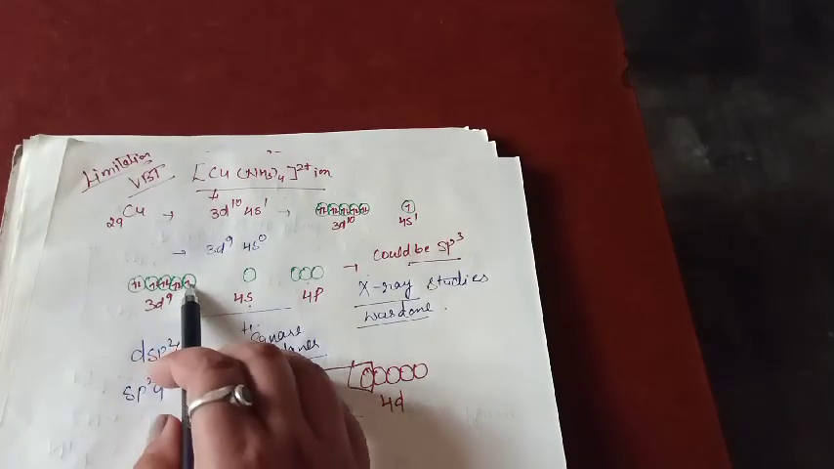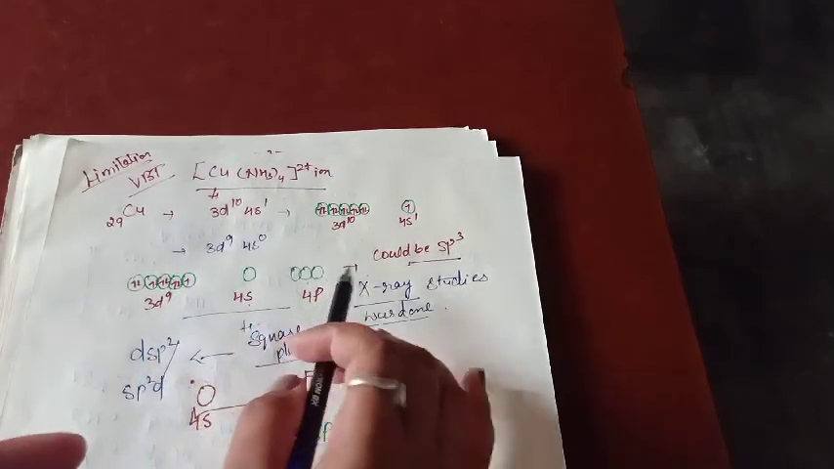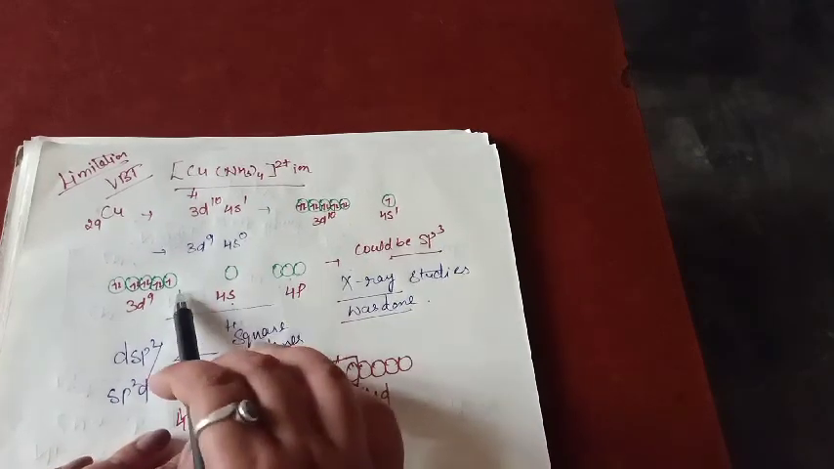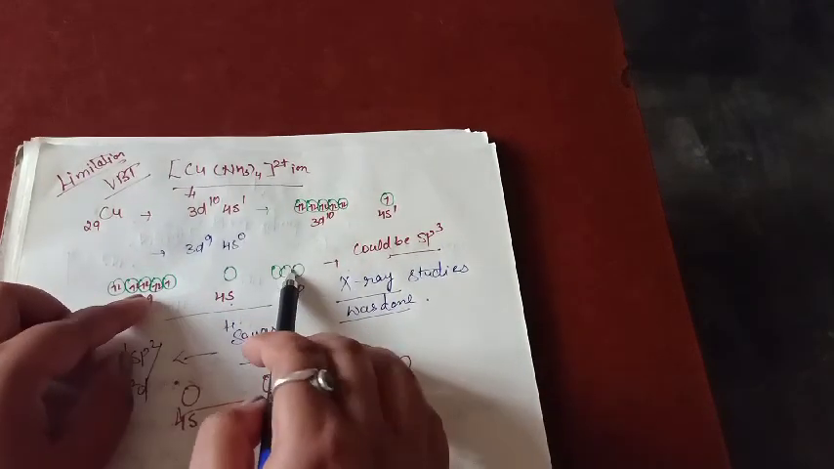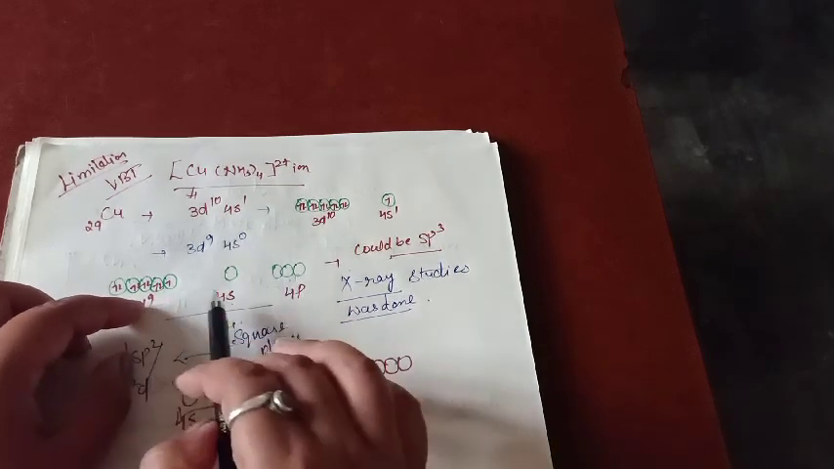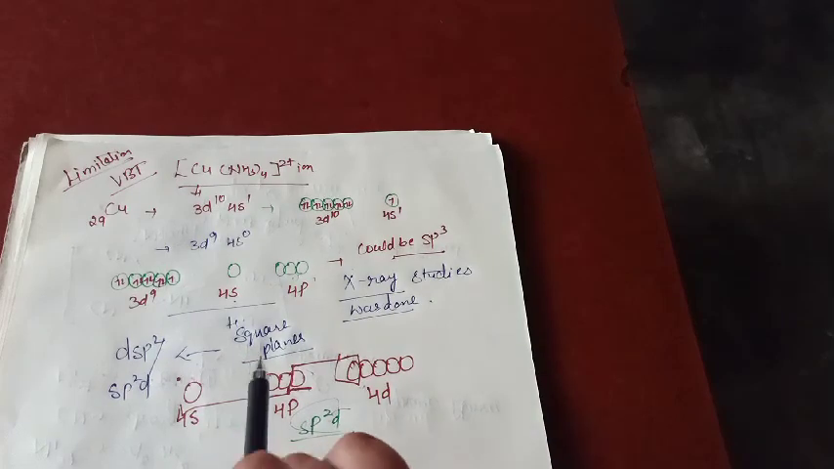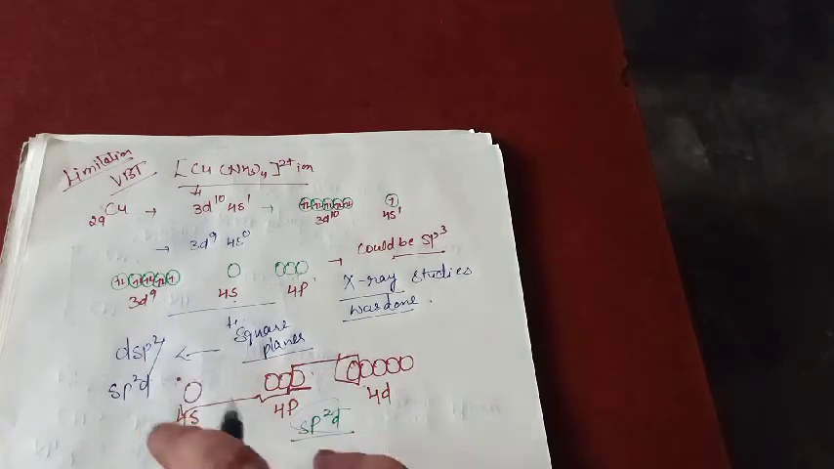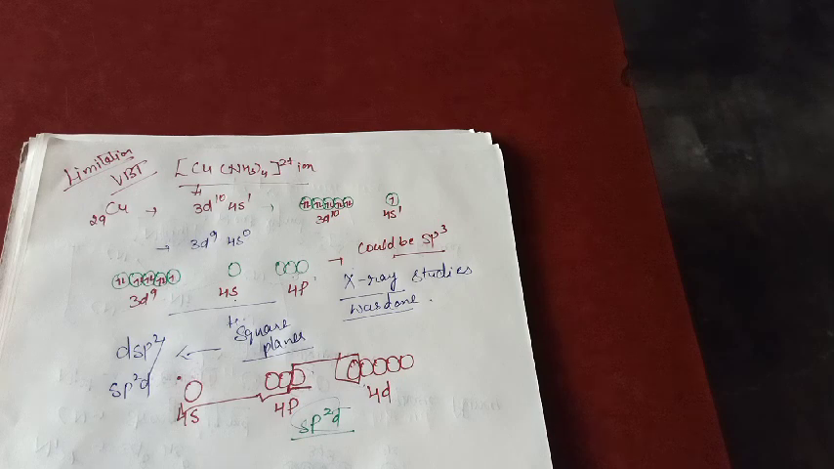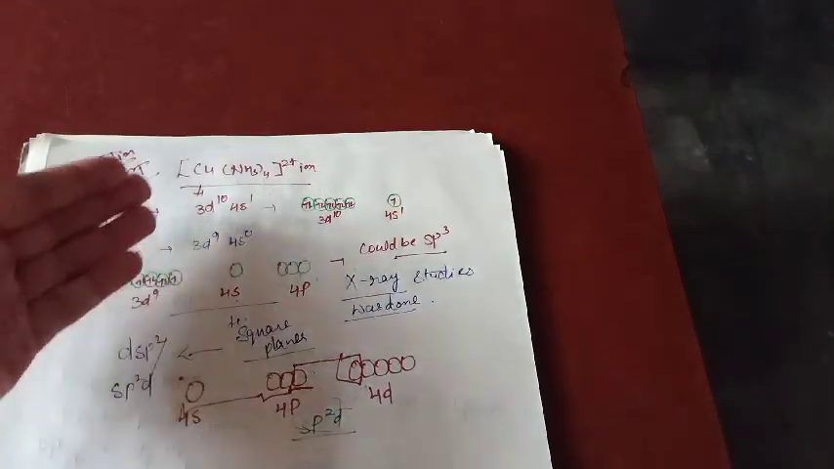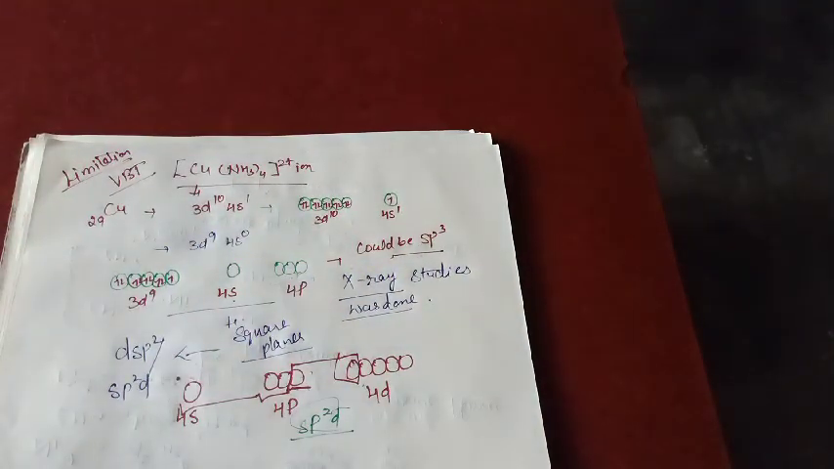Another possibility is that this electron gets shifted for some time to the d orbital, or to one of the 4p orbitals, and then it is used. But how would one electron go to such a high energy level, gain that much energy, and remain there for a long time? It is not possible. So this is another limitation of VBT: it could not explain why this complex has a square planar geometry and why dsp2 or sp2d hybridization could be there.